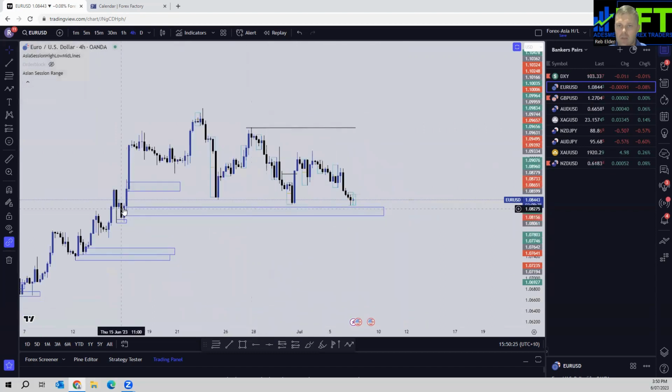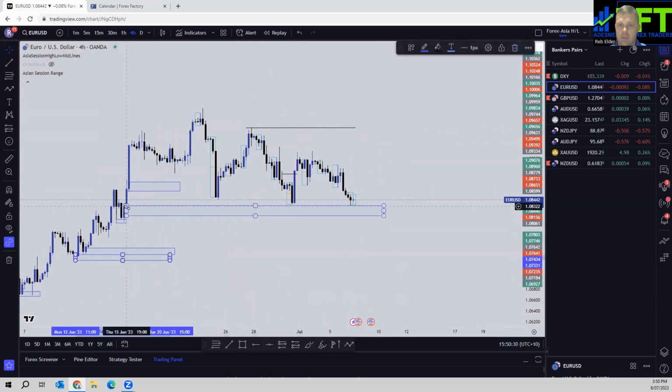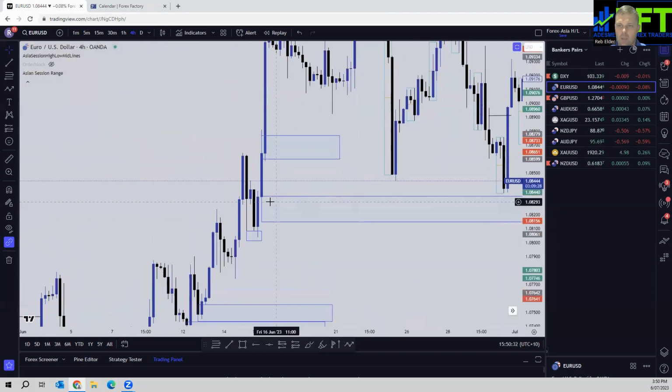Now we are coming down to this bottom area here. Now, this last wick, this big extended wick here on the last 4-hour candle.